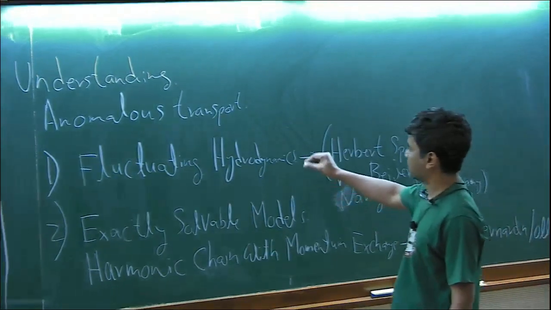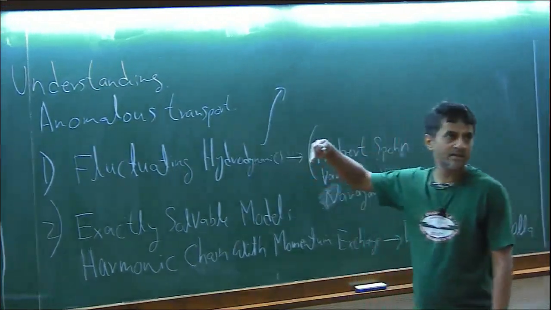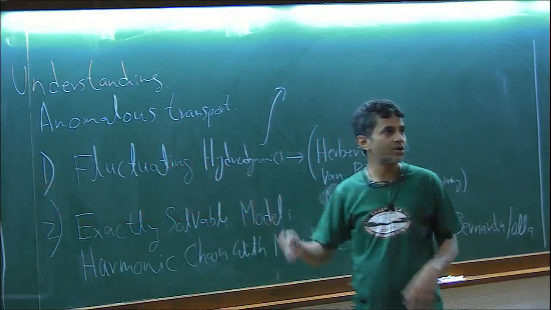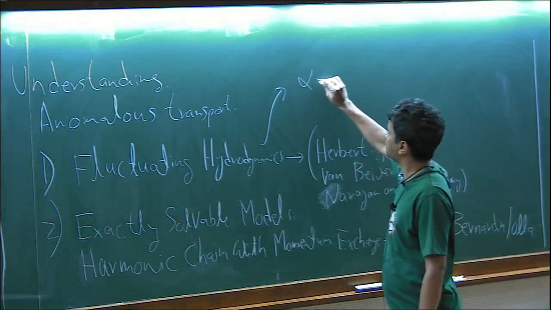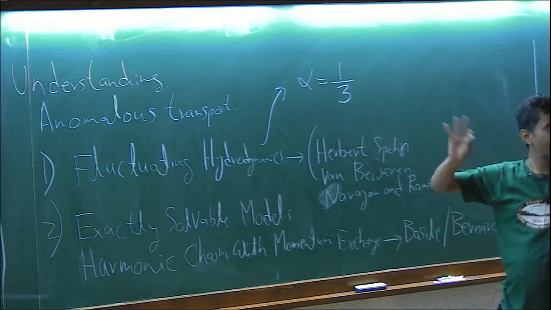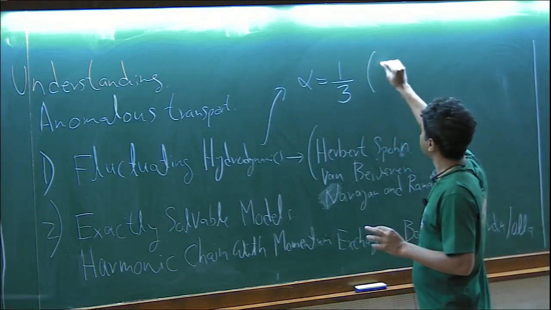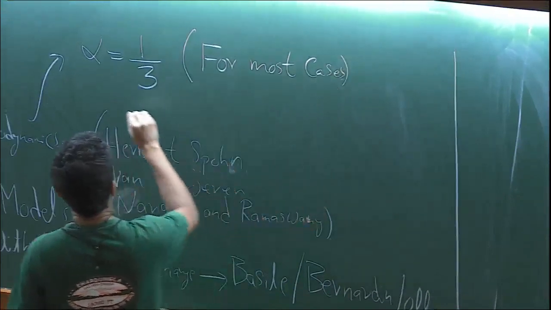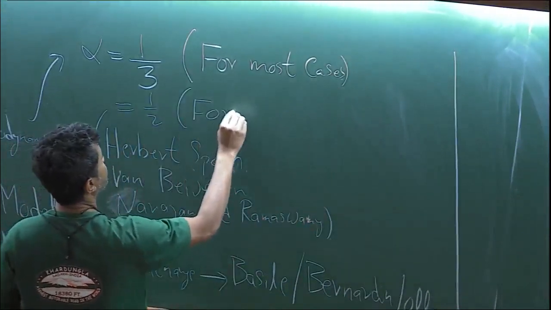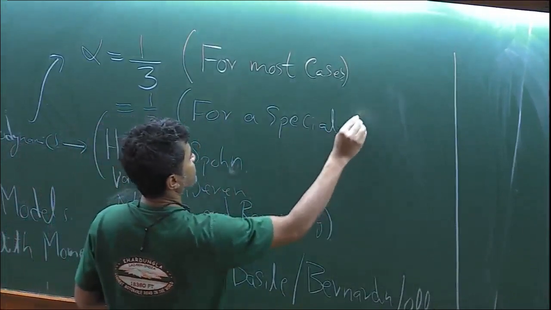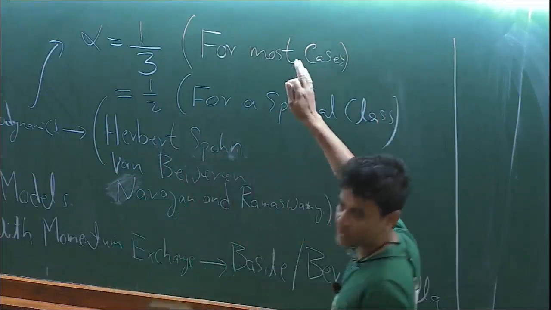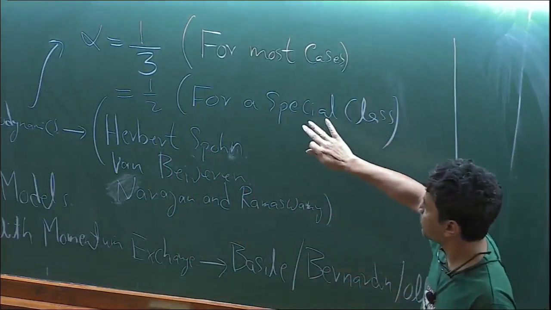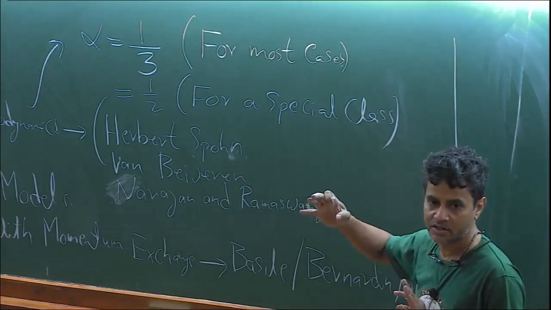The other thing I want to say is that one of the predictions from hydrodynamics is that this alpha, an exponent which tells you how the thermal conductivity diverges, is sort of universal. It's one third for a large class of systems. Right now I'll just say for most systems. And it's one half for a special class. So whether you take alternate mass hard particle gas, or FPU, or Lennard-Jones, you're supposed to get one third. There are some special conditions, like even potential, pressure zero, and so on, where you get one half.